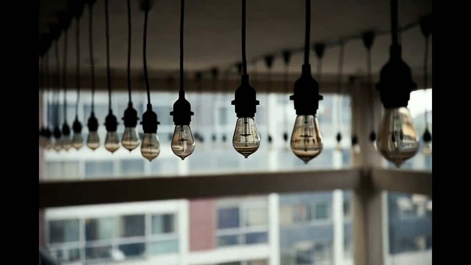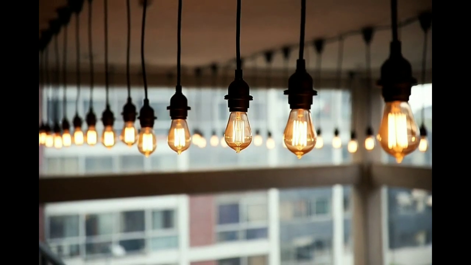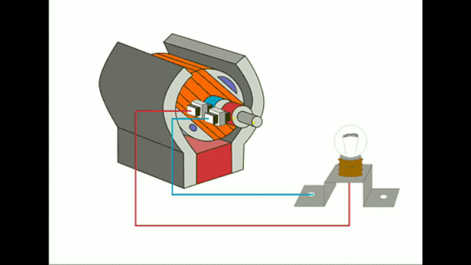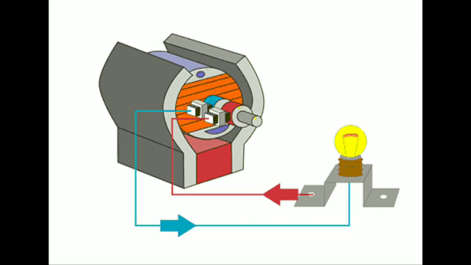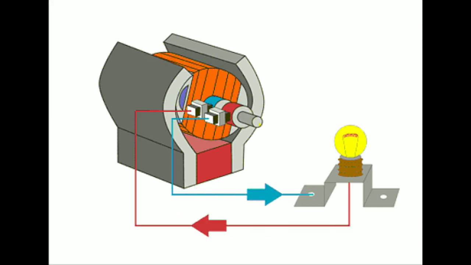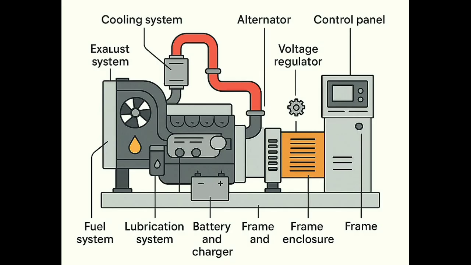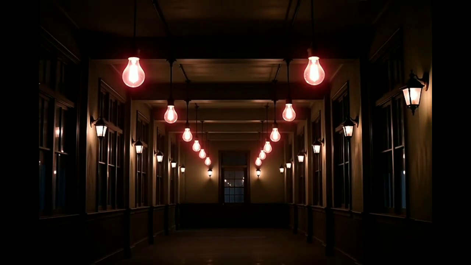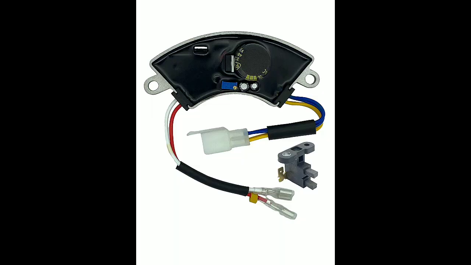Step 4. Electricity is generated. According to the principle of electromagnetic induction, when a magnetic field moves through a coil of wire, electric current is produced. This is the most important principle behind how a generator works. Step 5. Voltage is regulated. The electricity produced goes through the voltage regulator. The regulator ensures the voltage is not too high or too low, making it safe for appliances.